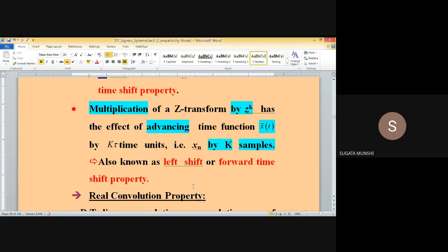Next property is the real convolution property. In DSP, you have this real convolution, you also have circular or periodic convolution. That type of convolution will be dealt with in the other part of the syllabus. So here we are considering real convolution property. You can easily guess what this property is. If you have convolution in the time domain, correspondingly you will have a multiplication in the z domain.